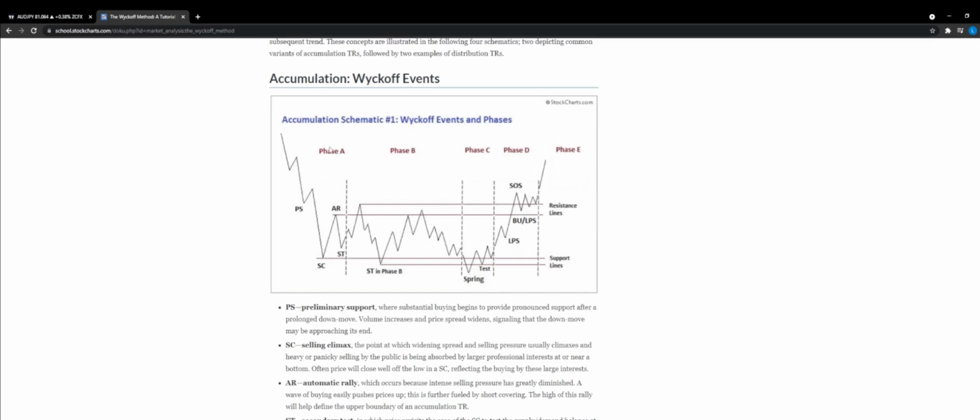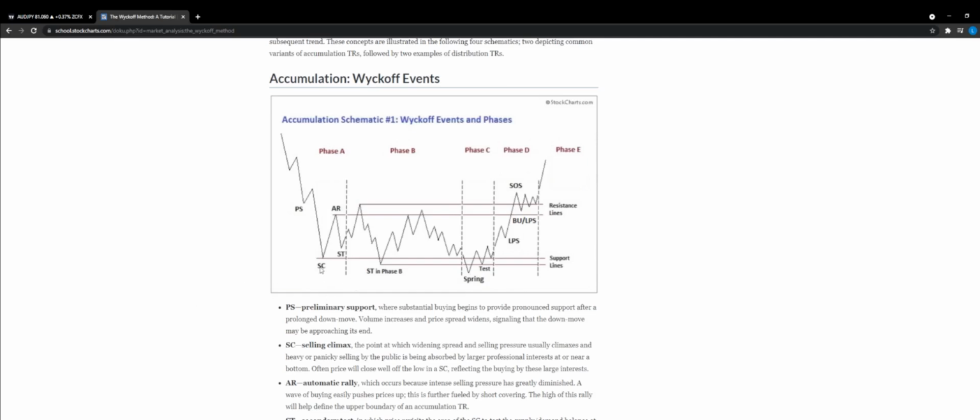So phase A, as we can see, is where the selling force decreases and the downtrend starts to slow down. This phase is usually marked by an increase in trading volume. So the preliminary support, the PS, indicates that some buyers are showing up, but still not enough to stop the downward move.